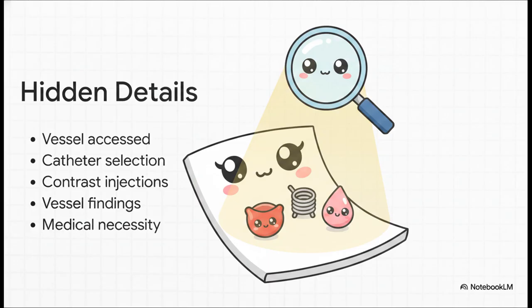We're talking details like the exact vessel accessed, the catheter selection order, contrast injections, vessel-specific findings, and the medical necessity for every single step. For instance, whether a diagnostic study actually changed the treatment plan, that's a detail usually hidden deep in the text. Physicians need to dictate these details and coders need to find them so the codes can be correctly assigned and completely defended in the event of an audit.